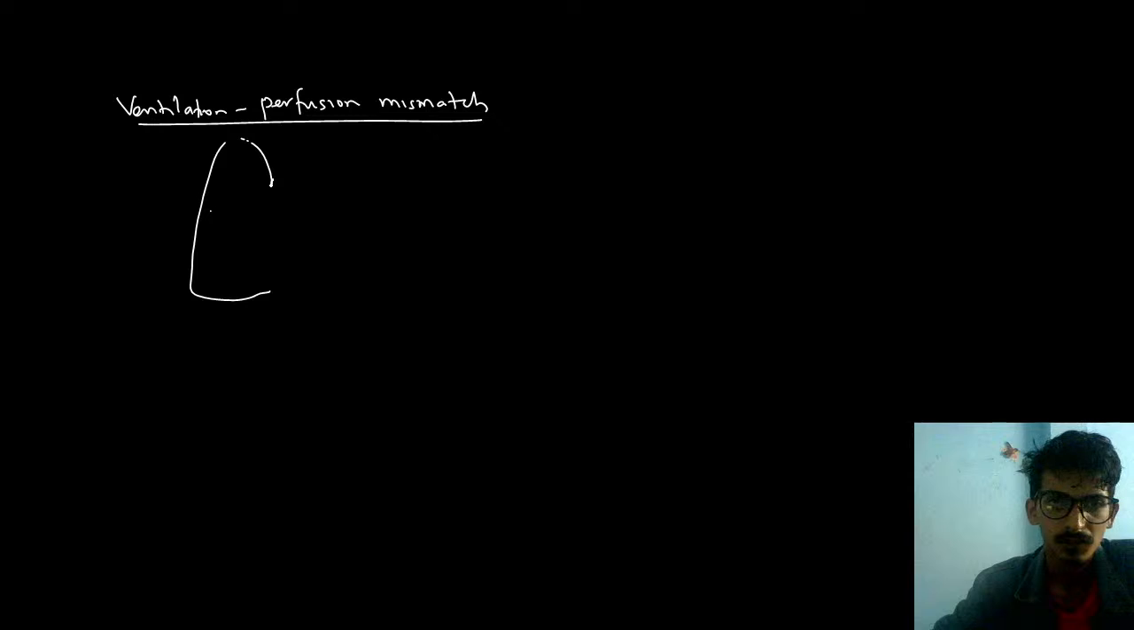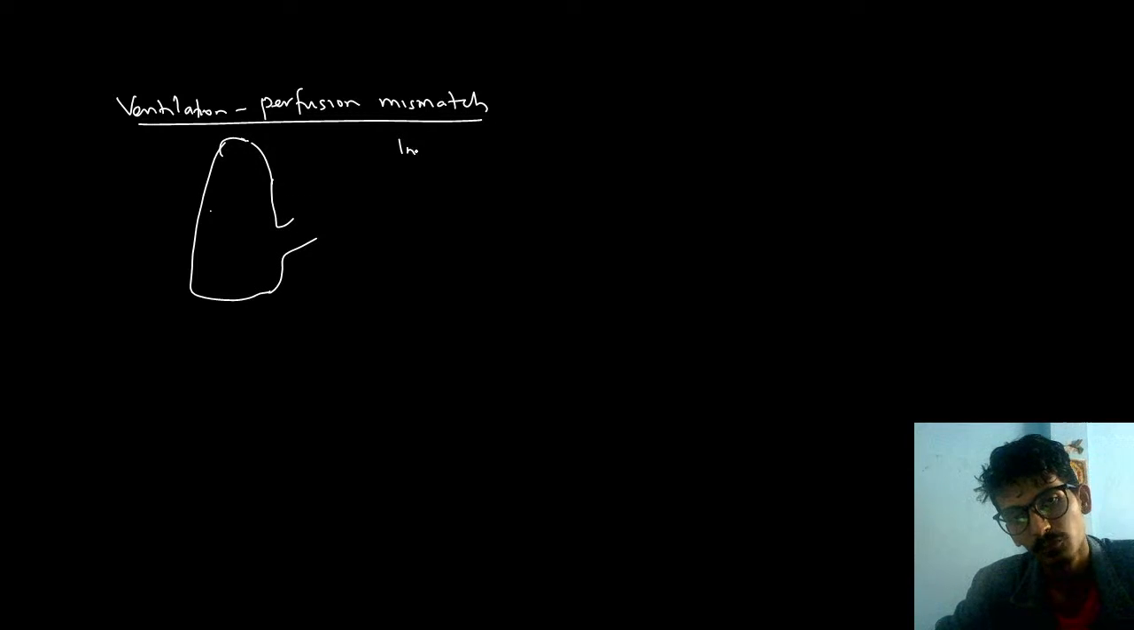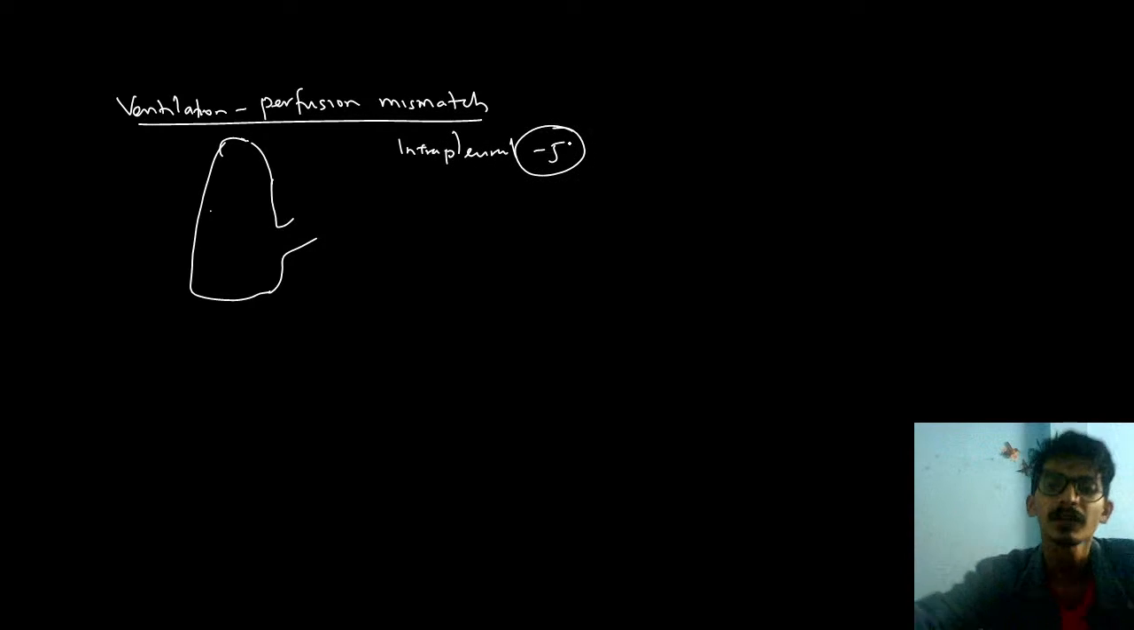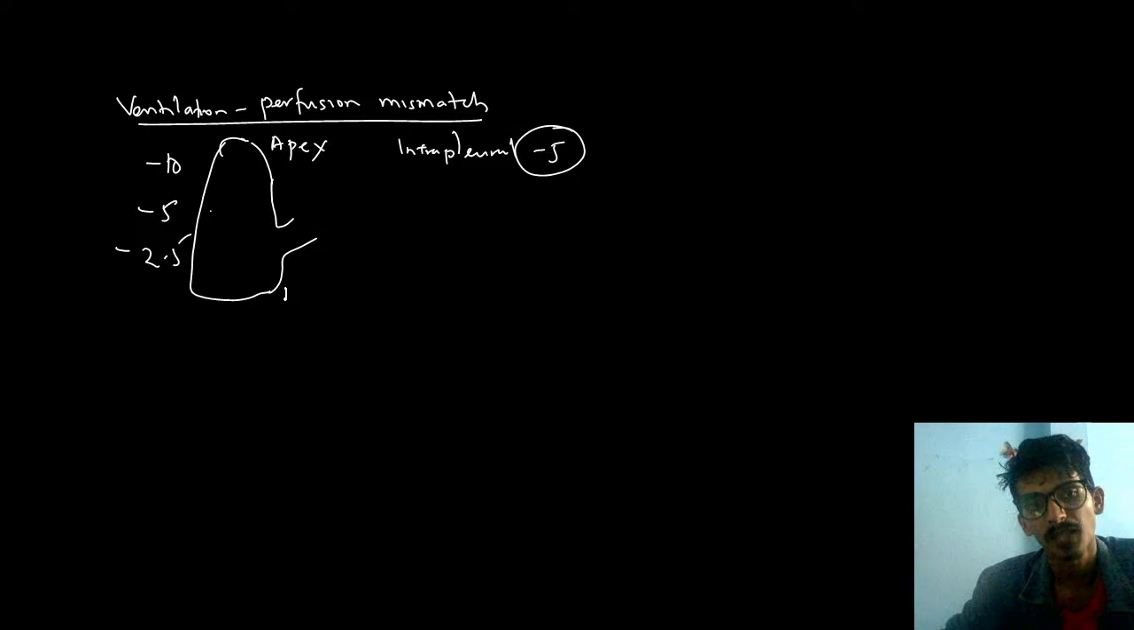So this is the alveoli, this is the lung. As I have mentioned, the intrapleural pressure is -5, but this -5 is the mean intrapleural pressure. This intrapleural pressure changes from -10, -5, -2.5. So as I go from apex to the base, the intrapleural pressure changes from -10 to -5 to -2.5. That means it becomes more positive.